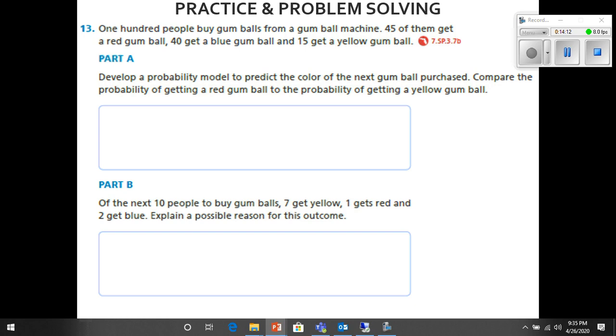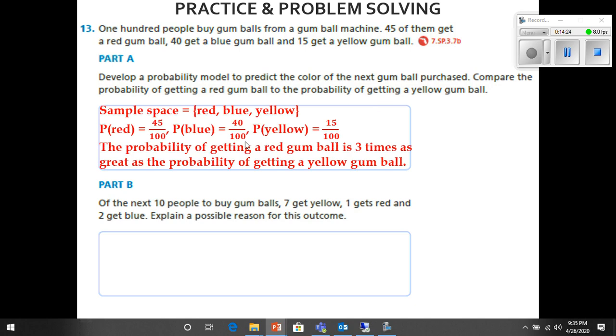Let's see here. 45 out of 100 would be red, blue would be 40 out of 100, and yellow would be 15 out of 100. The probability of getting a red gumball is 3 times as great as the probability of getting a yellow gumball.